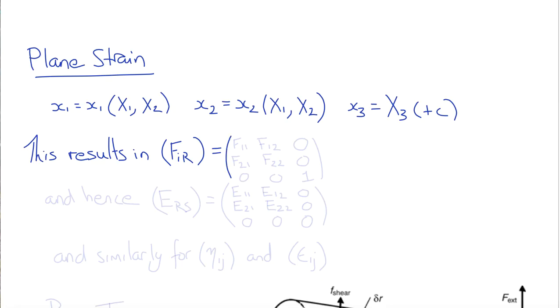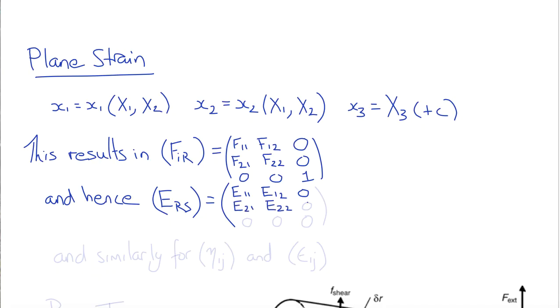And so this would result in a deformation gradient tensor F_iR with components F11, F12, 0, F21, F22, 0, and then 0, 0, 1. And then using that to calculate the strain, we would get strain components E_RS that were only in the first and second rows and columns, where the third row and the third column would all be 0. So that's the definition of plane strain, and you get the same pattern for the Almansi or Cauchy strain tensor definitions.